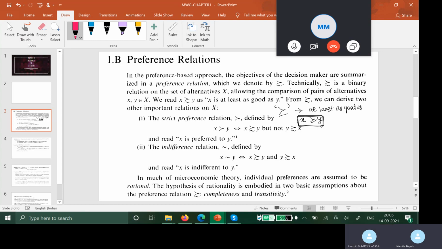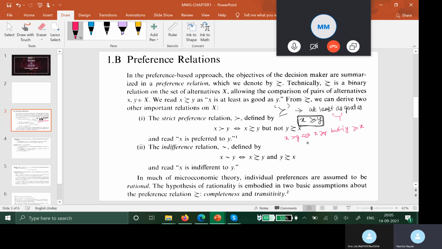And if it is strict preference, that means x is preferred to y. Therefore x is at least as good as y, but this symbol means not: y is not at least as good as x. Getting my point? Yes, ma'am. Can you repeat it once again? If x is strictly preferred to y, then x is at least as good as y, but y is not as good as x. Yes.